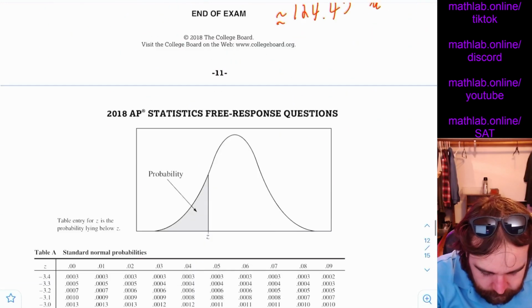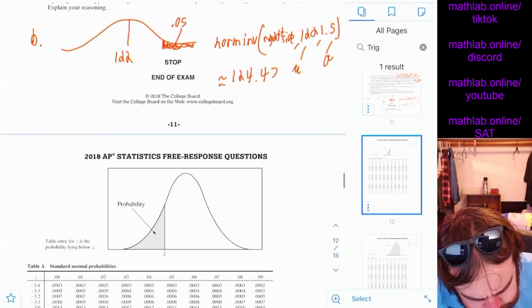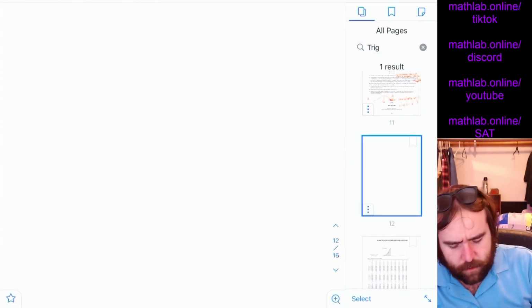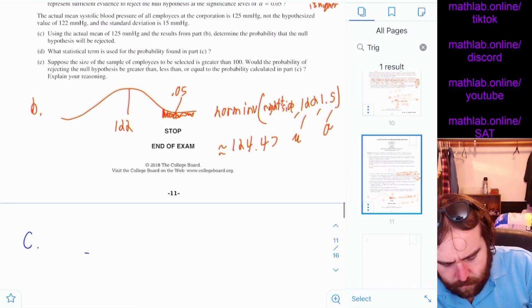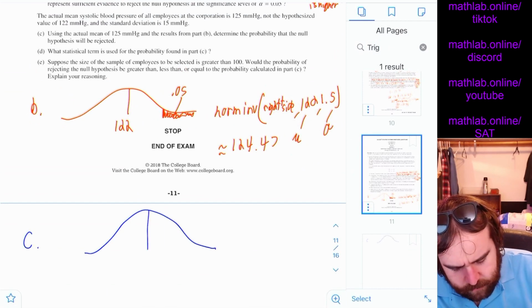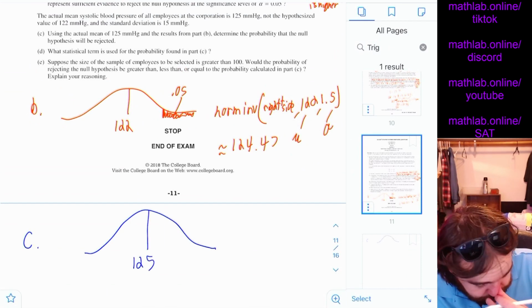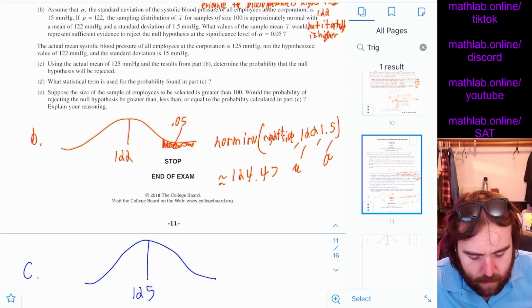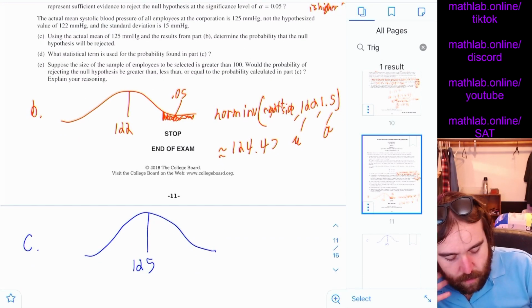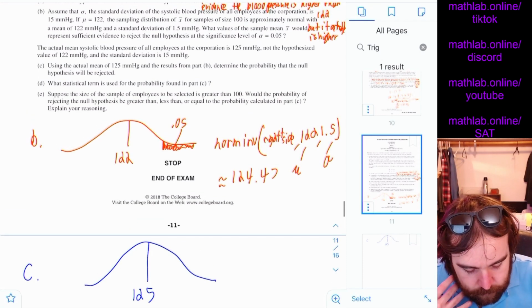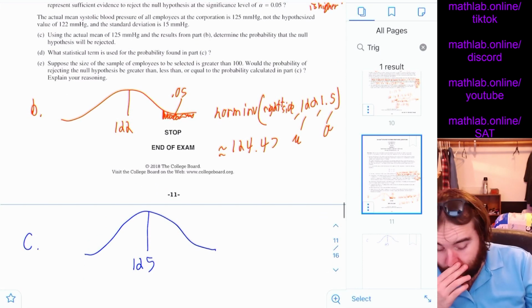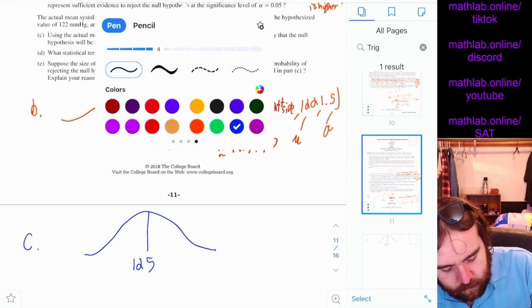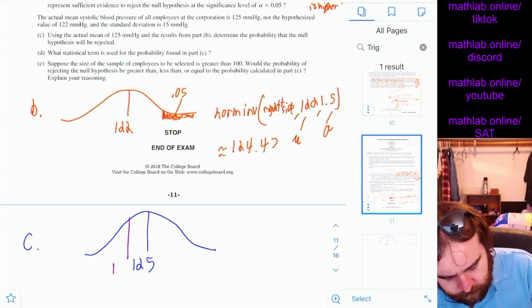Okay, so this is the weird thinky bits that we have to do. Let me actually add a page. So, C. So we're saying the actual is 125 and 15. Oh, that's easy enough. Yeah. So we say this is the actual. We got to put it on the actual now. We still got the standard deviation of 15. And we got to say what's the probability of getting a blood pressure that's... What do we want? Determine the probability that the null hypothesis will be rejected. So we want to know what's the probability of getting 124.47 or higher.